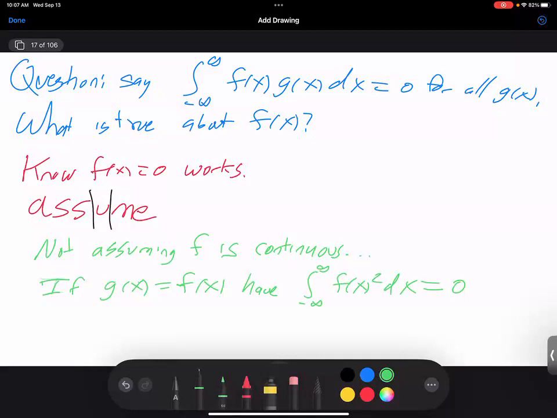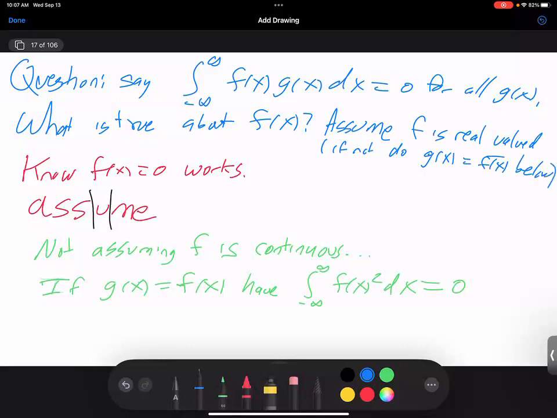So I give you a function. I'll add something: let's assume f is real valued. If not, do g of x equals f of x bar below. So you could easily modify this argument to hold if f is complex valued by just taking g of x to be the complex conjugate of f.